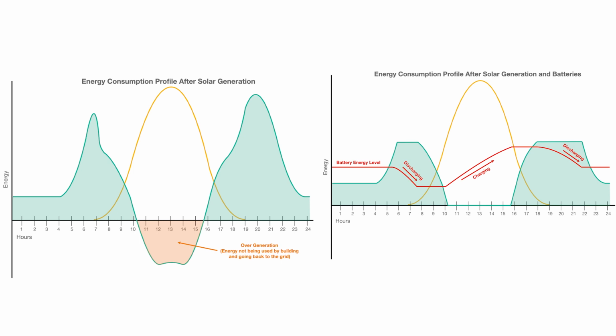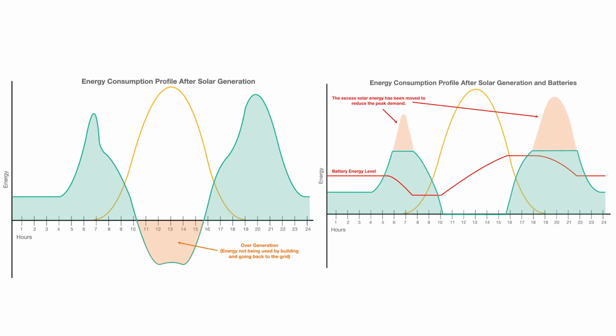If you are over generating in the middle of the day, you can then use that power during that 4 to 9 period and reduce your peak demand and peak energy usage during that time to create a profile that looks a little bit more flat. And that's the same thing that the grid is trying to do.